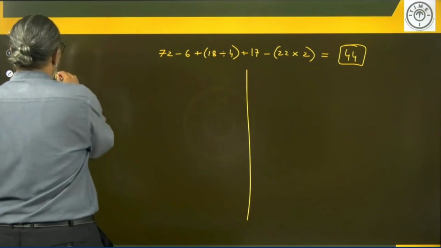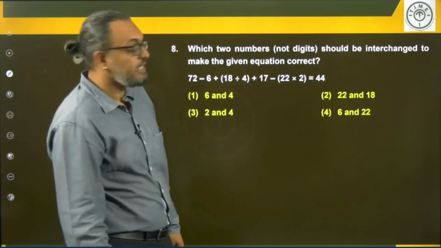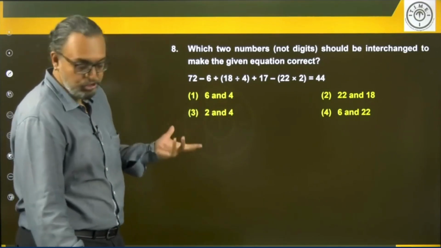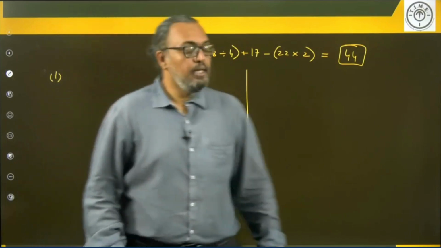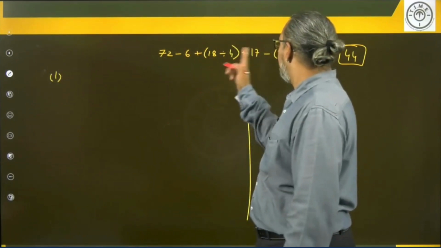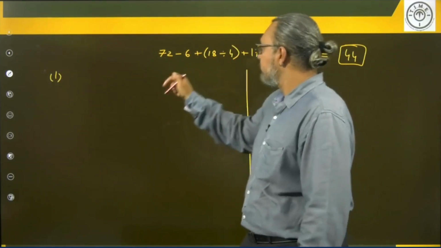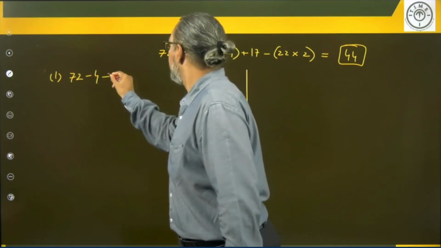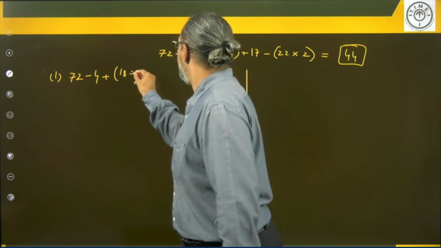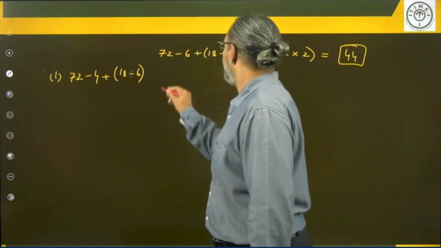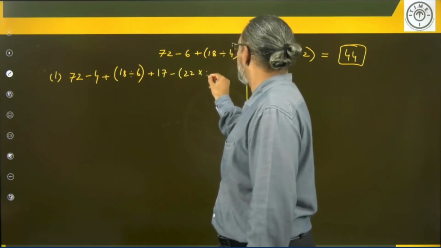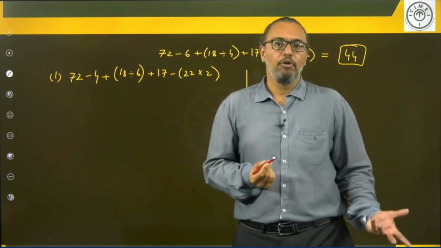So, option 1 is what numbers he is asking us to exchange? 6 and 4. So, 6 and 4 if I exchange. Let us see. Now, with this 6 and 4, okay. So, 6 is here, 4 is here, we exchange. So, we get 72 minus 4 plus 18 divided by 6 plus 17 minus of 22 into 2. So, will I get 44?